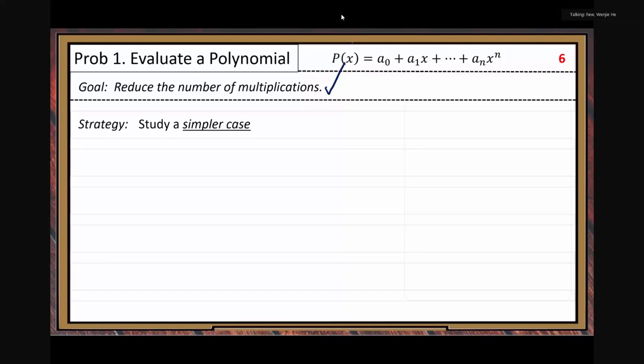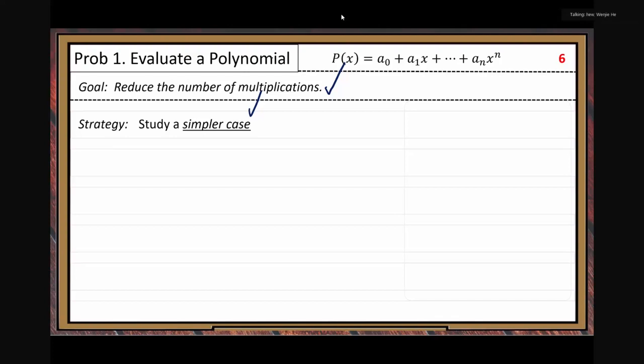So in this situation, we need another strategy. This time, the strategy is to study a simpler case. Actually, we did this last time. Last time we did experiments. Remember, when we counted the number of multiplications for each term? The strategy we mentioned at that time was to do some experiments. Here we also do experiments, but we want to work on a simpler case.